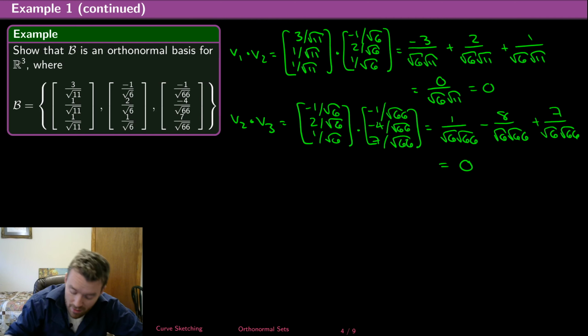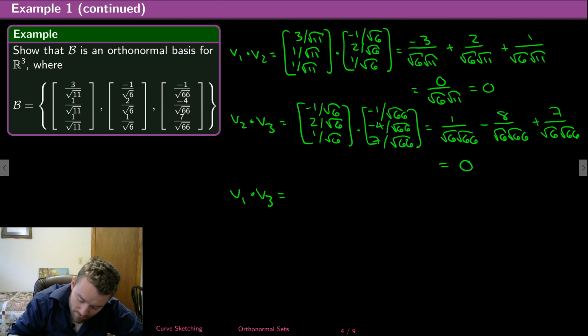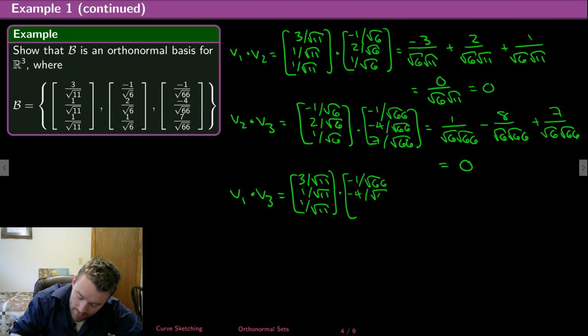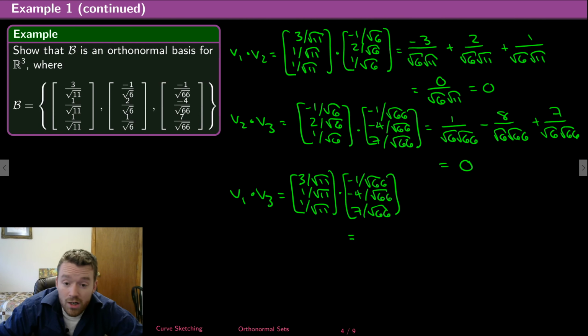And finally, the last pair of vectors I need to check is v1 dot v3. v1 dot v3 is 3 over root 11, 1 over root 11, 1 over root 11, dotted with negative 1 over root 66, negative 4 over root 66, 7 over root 66. And so again, I'm not going to worry about the denominators here. They're all going to be the same, root 11 times root 66.